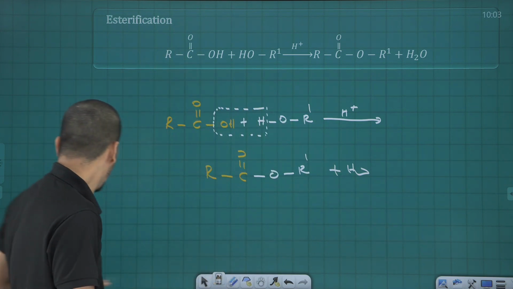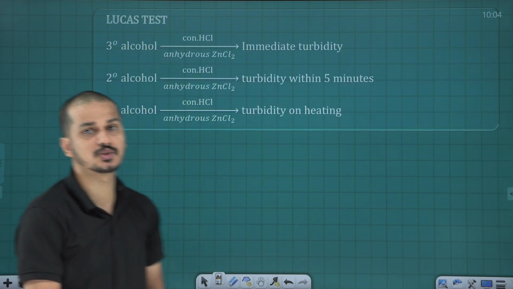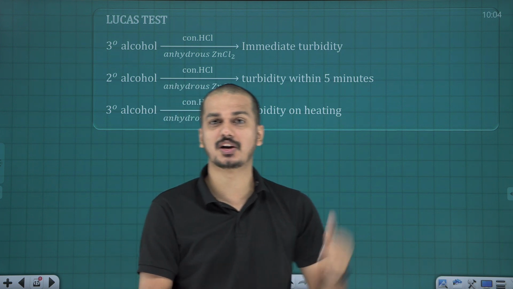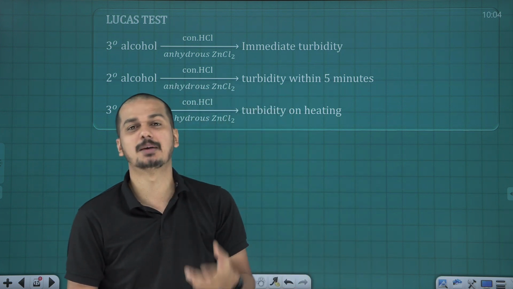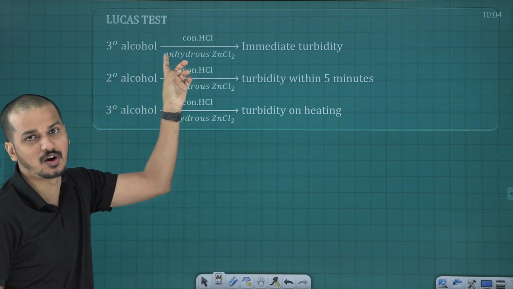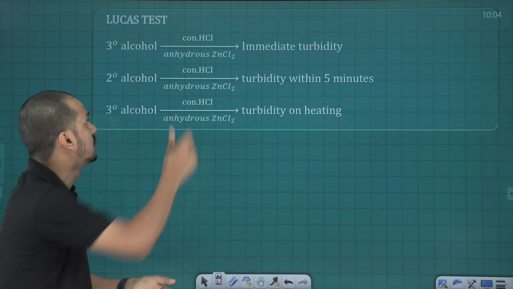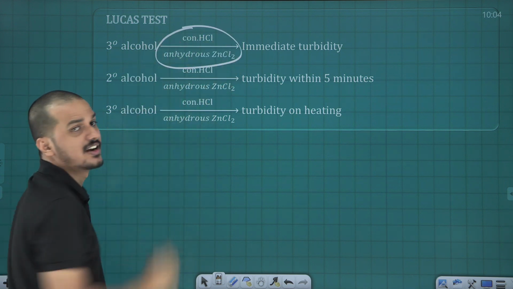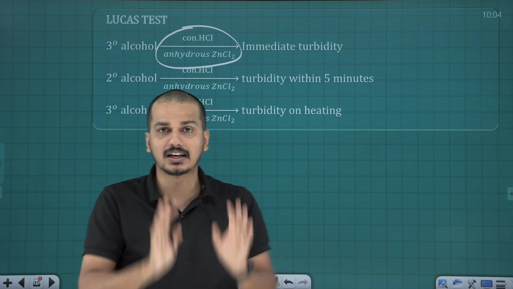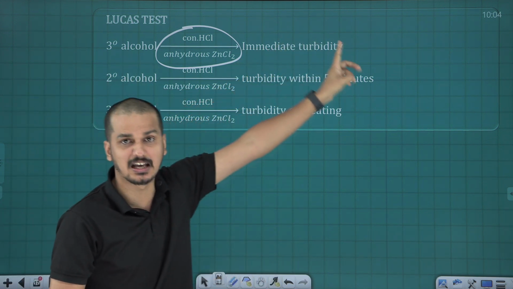Okay, next, again, the Lucas test. Lucas test is to distinguish tertiary, secondary, primary alcohol. Actually, we learned this idea in the preparation of haloalkane. Here, Lucas reagent is concentrated HCl and anhydrous ZnCl2. Once you are treating the tertiary alcohol with the Lucas reagent, it will give immediate turbidity.